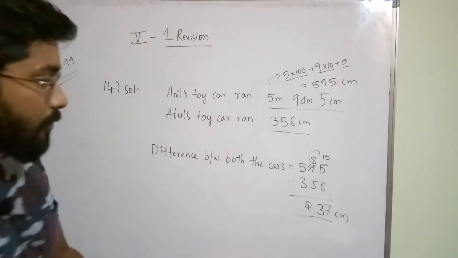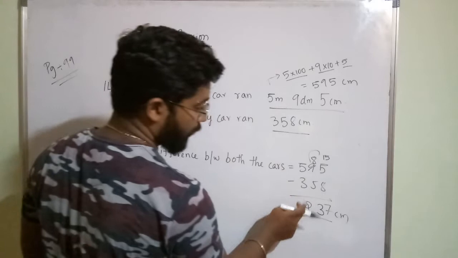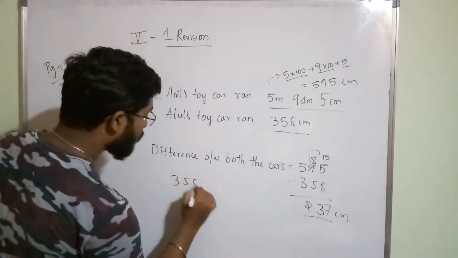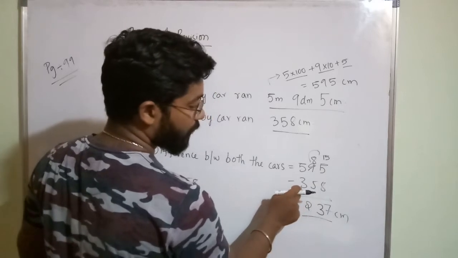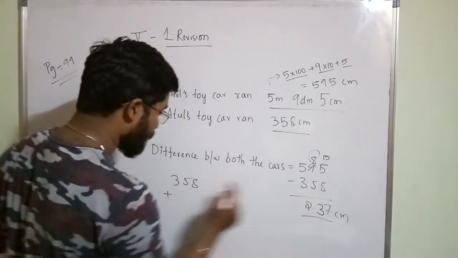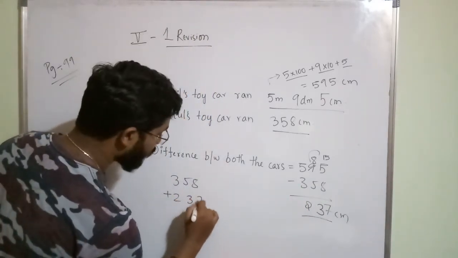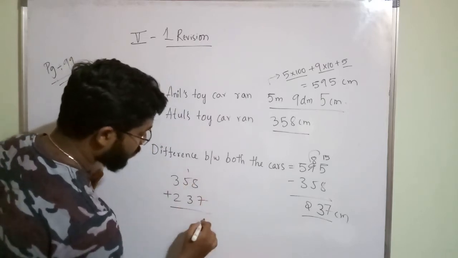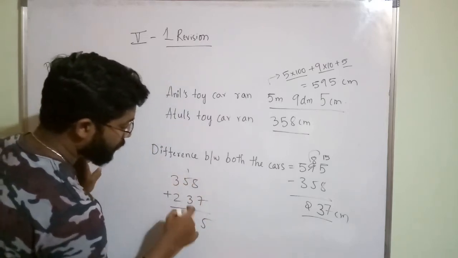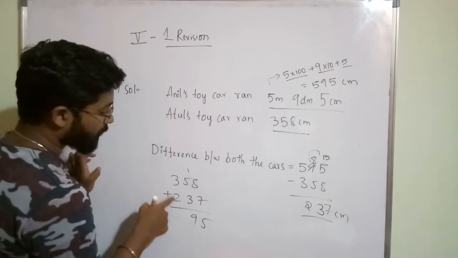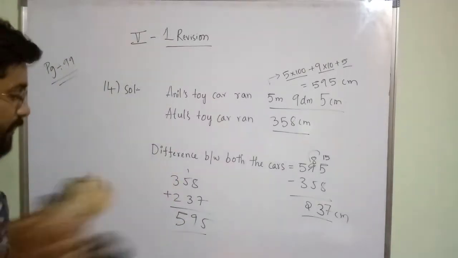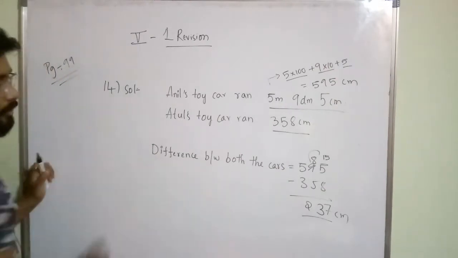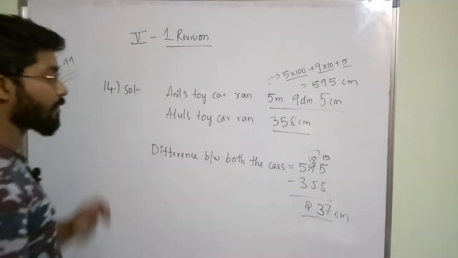Okay, so let us check whether we did it correctly or not. So 358, what is the smaller number between these two? 358. To 358, if you add the difference, you should get that number, no? This is 8 plus 7 is 15, 5 plus 6 is 9, 3 plus 2 how much? 5. 595 centimeters we got. This is just for checking purposes I am saying, because you should not make any mistake.